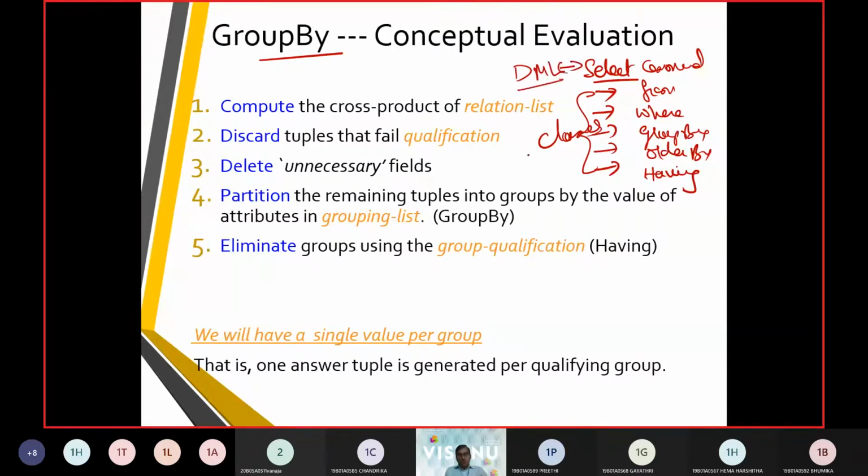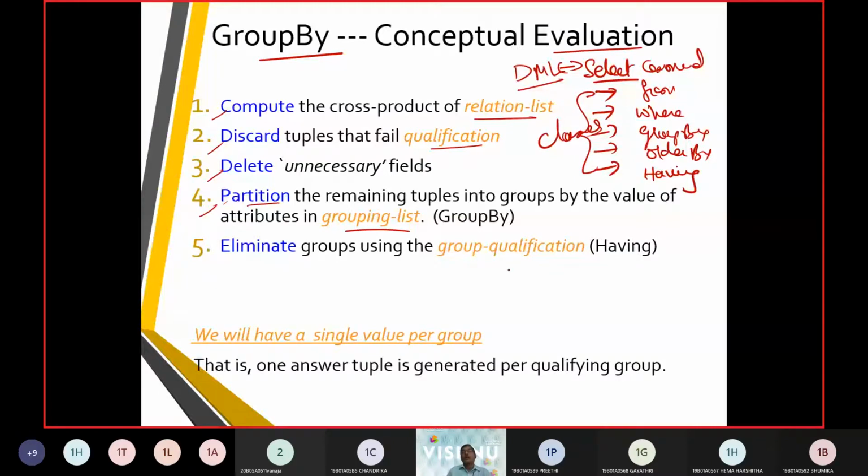So what is the evaluation process of a group by? It does the cross product of the relation list, followed by working on the qualification, where it discards things and filters the content. That is where unnecessary fields are eliminated. Then we are going to have the partitions. Then we look into the partitions, and that is where the group by comes in.